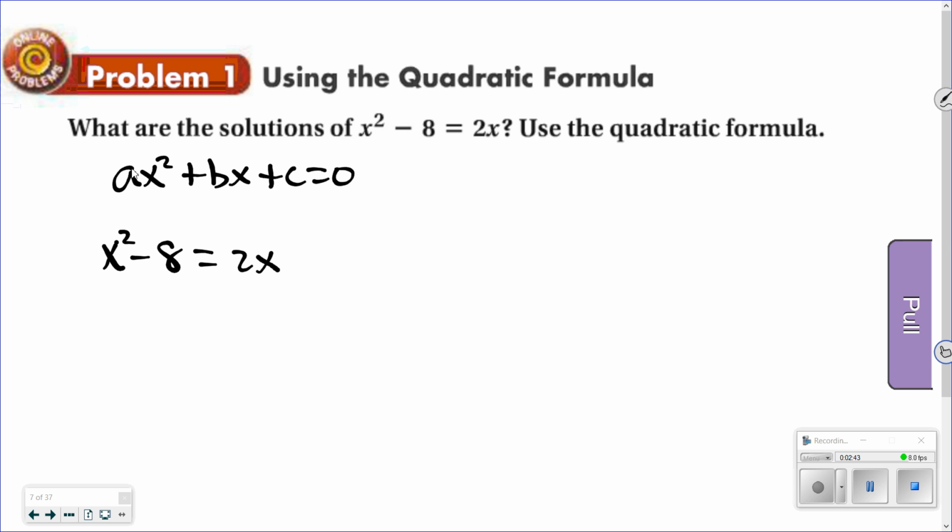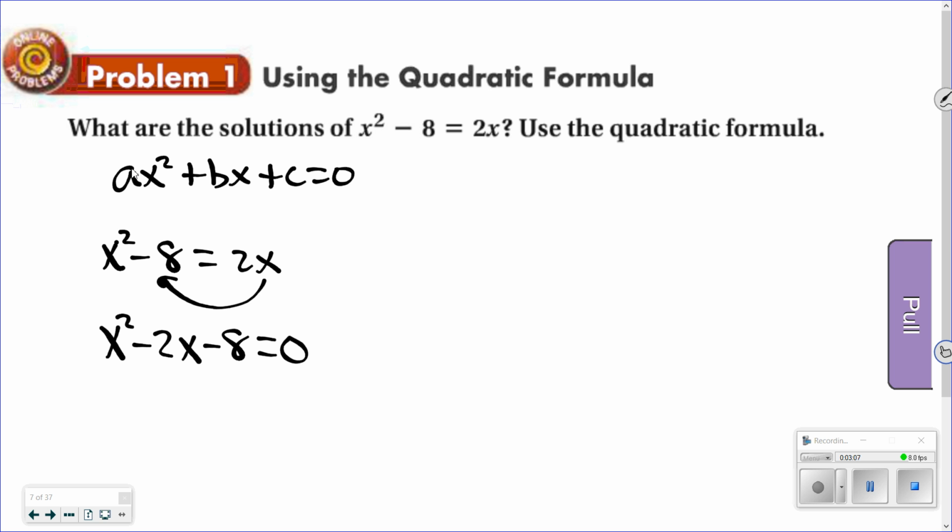I want it equal to 0, so I'm going to move this 2x over. When we move it over, we have to subtract it from both sides. So I end up with x squared, and I'm going to put the 2x, now a minus 2x because we subtracted it, in the middle there. So I just move that 2x over and I put it in the middle because x squared, x, constant equals 0. Okay, now it's in standard form.